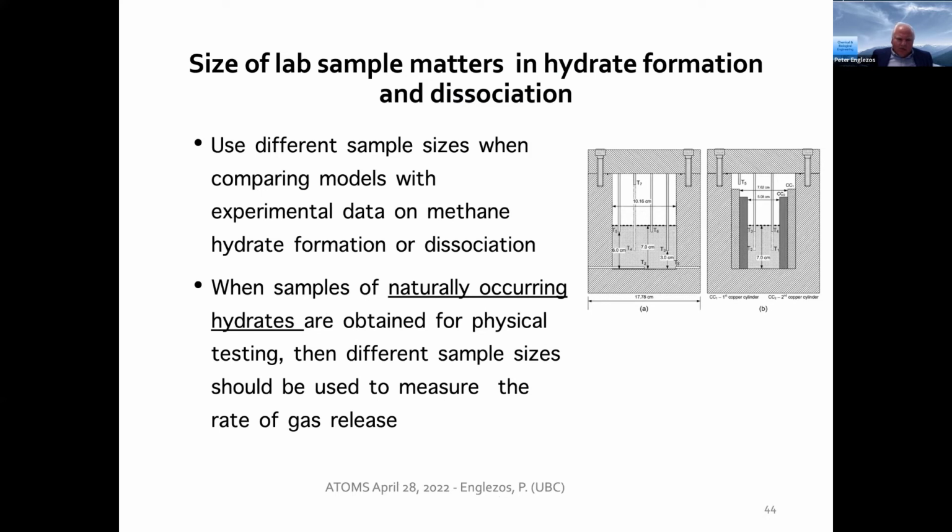More importantly, and this happens a lot, when you take samples of naturally occurring hydrates into the lab for physical testing, we think it's important to use different sample sizes to measure the rate of gas release. That is quite critical, I think, because we do take these high pressure samples and bring them into the lab for analysis.